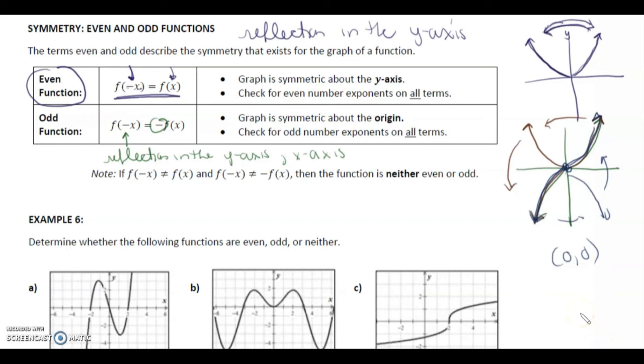Okay, again, a quick check to see if we should approach this way is to check that all of the exponents on the terms are odd. Okay, if they all are odd, it doesn't mean that it's an odd function, but it means that you can go ahead and algebraically check after. Okay, and then just note, if these two do not satisfy, then the function is simply neither even nor odd. Okay, it doesn't specifically have to be one of these. It doesn't have to have symmetry.